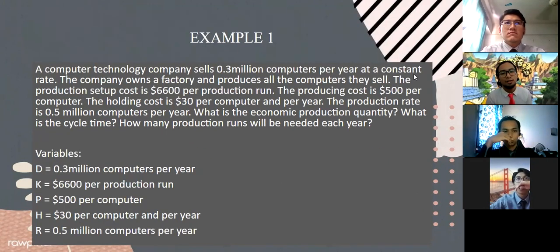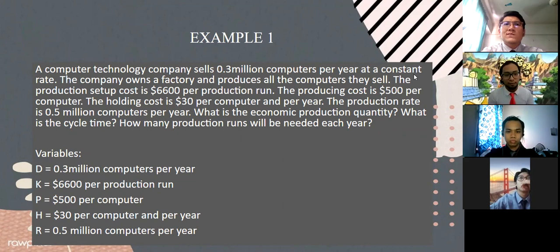Example 1: a computer technology company sells 0.3 million computers per year at a constant rate. The company owns a factory and produces all the computers they sell. The production setup cost is 6,600 per production run. The producing cost is 500 per computer. The holding cost is 30 per computer per year. The production rate is 0.5 million. So the question is, what is the EPQ of this company?